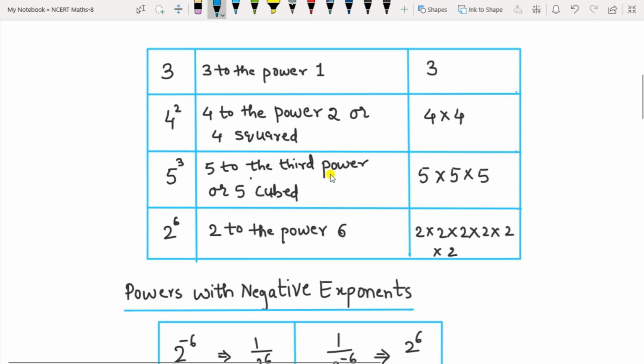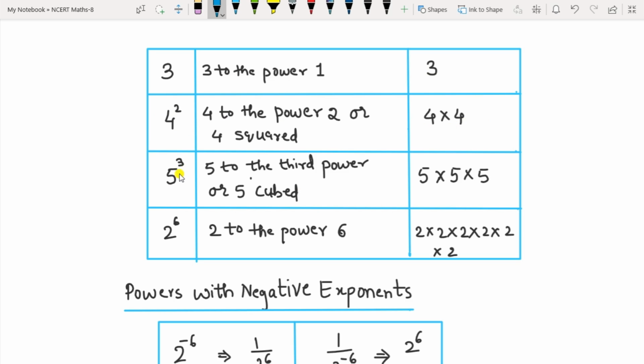So for example, here I have written 3. For the superscript of 3 I have written nothing. Nothing means it is 1 here. So you can read it as 3 to the power 1. It means multiply 3 one time, so it is 3. 4 squared, or it is also read as 4 to the power 2, means multiply 4 two times.